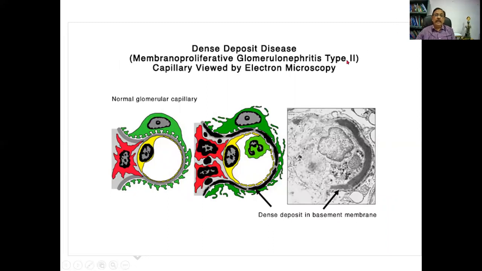Look at this picture, it is type 2, and here you find that there is an extension and it goes in between this. So almost the middle of the basement membrane. As a result of which, this is the electron dense deposit. There is a normal basement membrane, both inner and outer to it. So this is called the dense deposit disease.